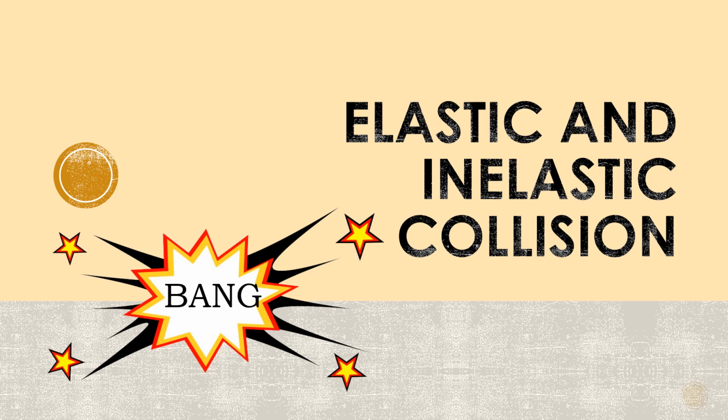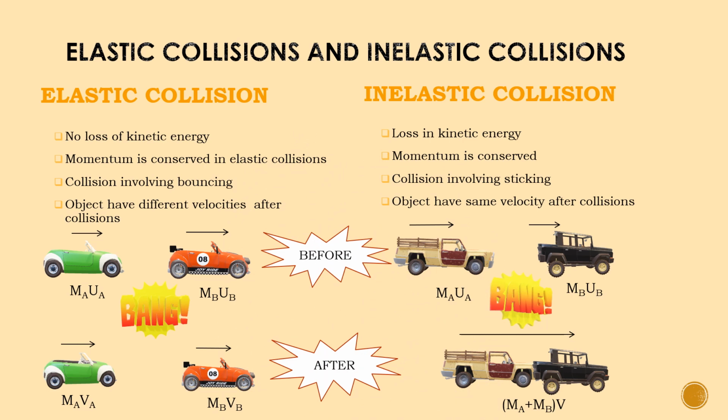Elastic and inelastic collision. In this topic, we need to distinguish between elastic and inelastic collision, also called non-elastic collision. That is our learning outcome. A perfectly elastic collision is defined as one in which there is no loss of kinetic energy. Momentum is conserved. The collision involves bouncing. Objects have different velocities after collision. In the example here, we have a car with mass MA and initial velocity UA, and it collides with a car with mass MB and initial velocity UB. After the collision, the two cars move with different velocities VA and VB.